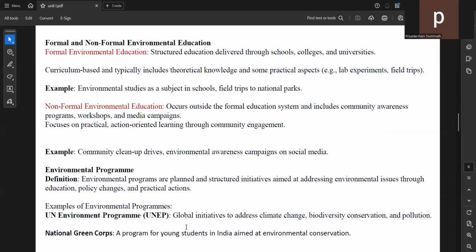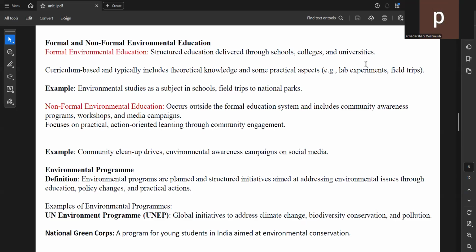The next topic that we are going to see here is formal and non-formal environmental education. There are two types of environmental education. First is formal environmental education, and the second one is non-formal environmental education. Now let's see what formal environmental education is. It is structured education delivered through schools, colleges, and universities.